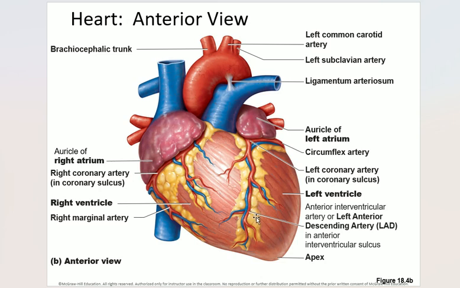The circumflex arteries right here, they go around the left side of the heart, and you'll see more circumflex arteries in the next image. You can't see them too well here. And then the left coronary artery is also kind of hard to see, but it's right below there.